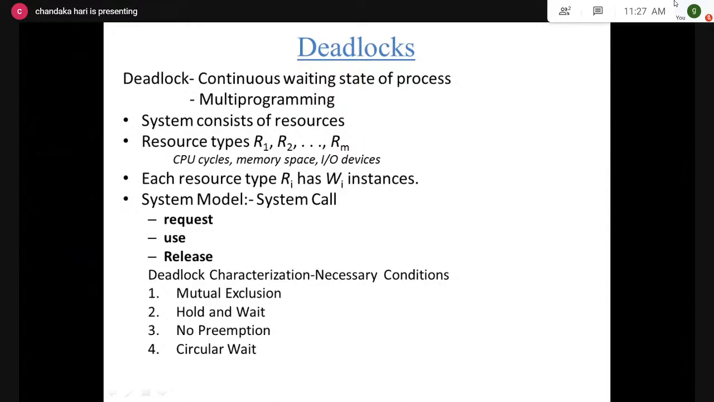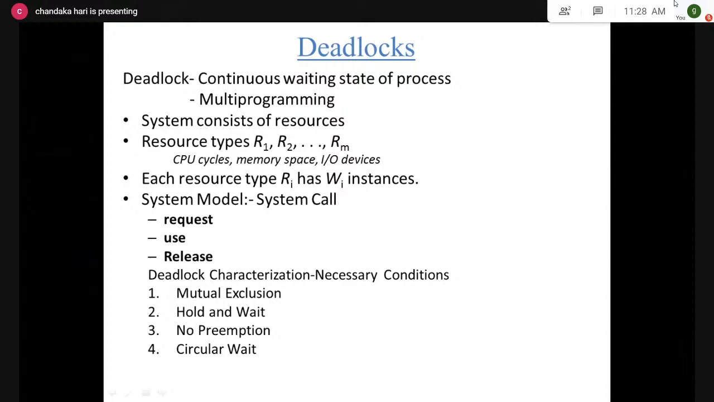Now, if the resources you requested are not available from the operating system at that time, then the operating system will put your process in a wait state. There may be a chance that this wait state is not going to change forever. Hence, it is called a deadlock. This is one standard definition for deadlock. We'll see some of the other definitions in a little while.